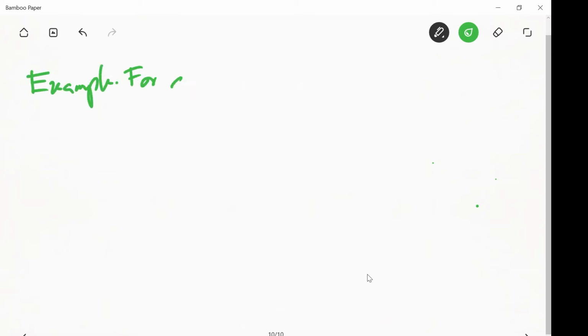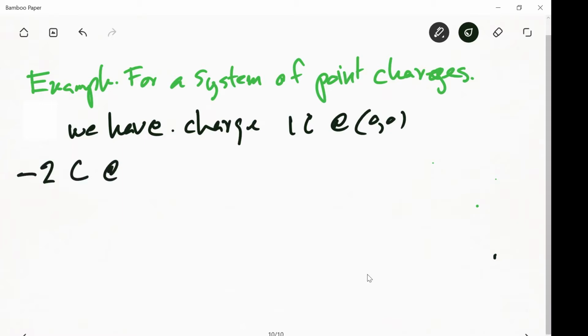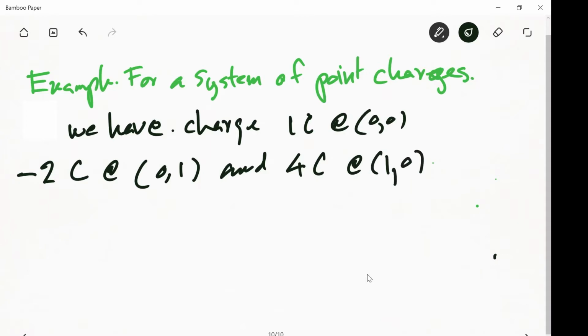Example 4. A system of point charges. We have charge 1 coulomb at the origin (0, 0), minus 2 coulomb at (0, 1), and 4 coulomb at (1, 0). The system looks like this. This is X and this is Y.